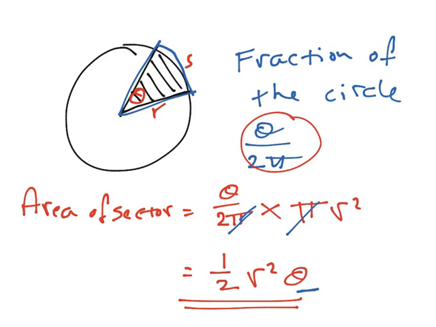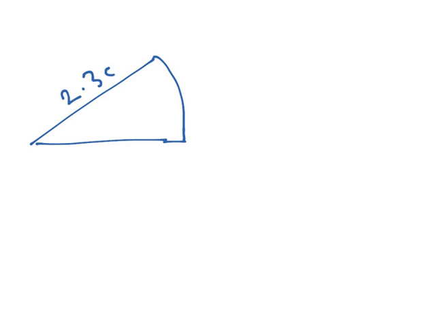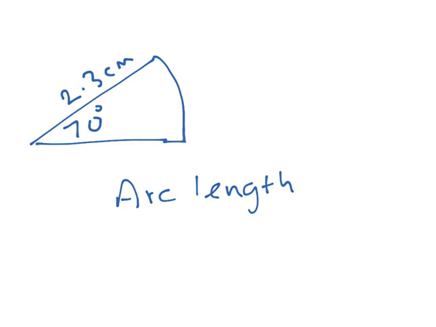Right, so we have a couple of equations now, and let's see if we can't combine them in a little example. So let's take a sector of a circle here, and we'll give it a radius of 2.3 centimetres and an angle of 70 degrees. Now, the first thing we have to realise is that all our calculations in this topic are based on radians. So I'm not liking the fact that it's degrees. We want to find the arc length and the area of the sector.